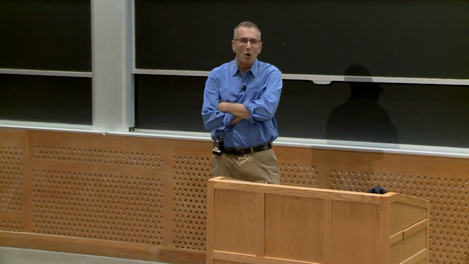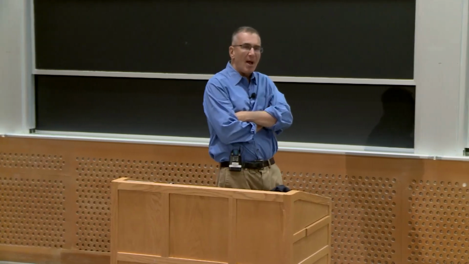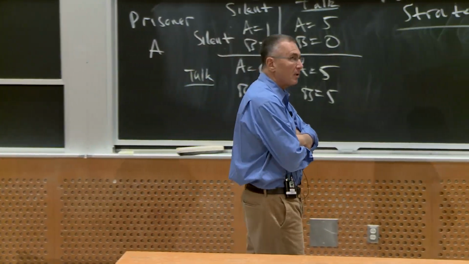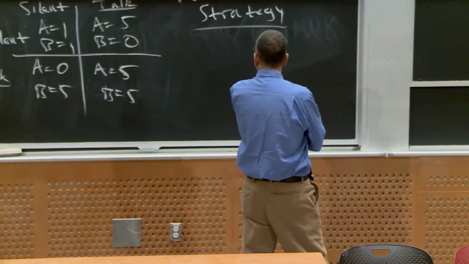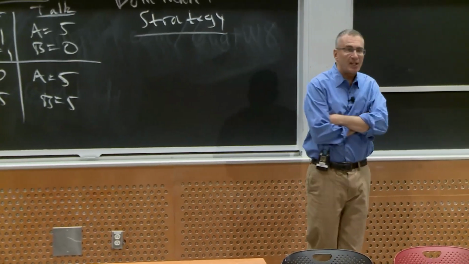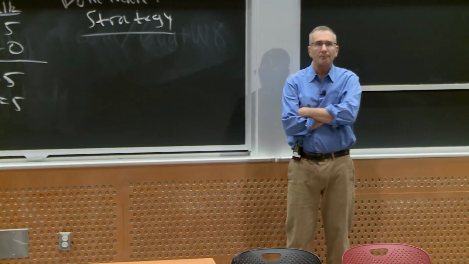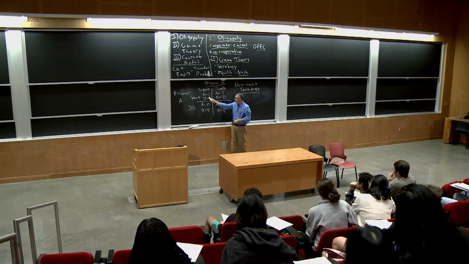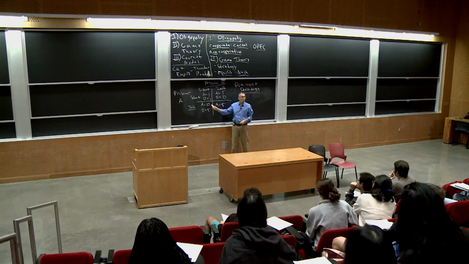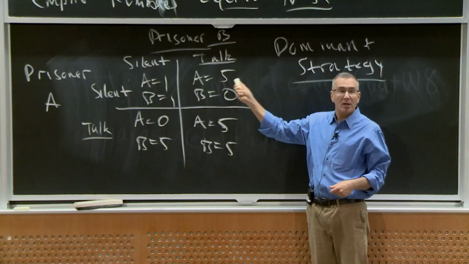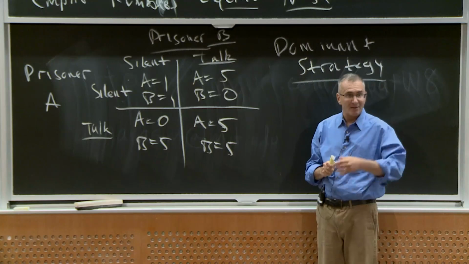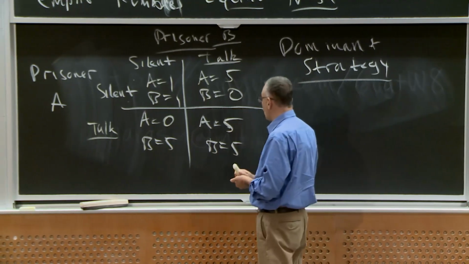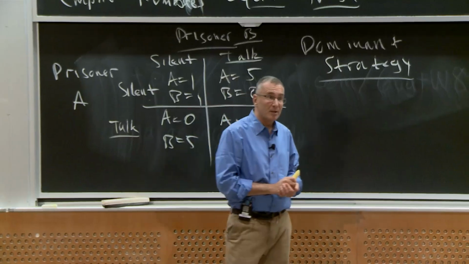Okay? So basically, what happens now if you're prisoner A and you're not sure what prisoner B is going to do? What should you do if you think prisoner B is going to stay silent? Yeah. Talk. Because your payoff is better. What should you do if you think prisoner B is going to talk? Yeah. Talk. Because if you think prisoner B is going to talk, then you should talk.